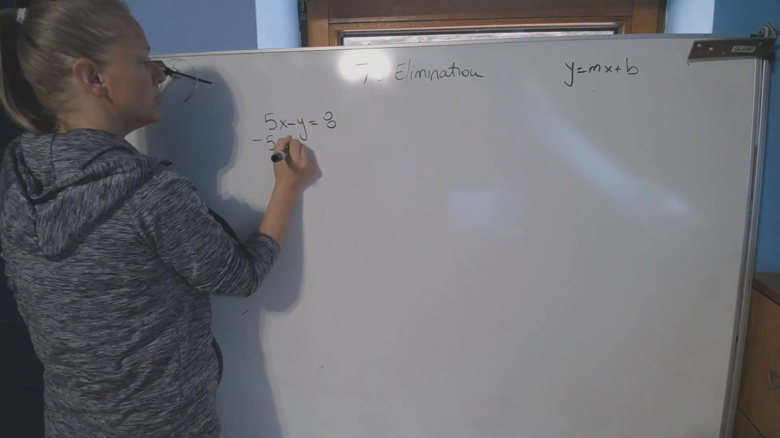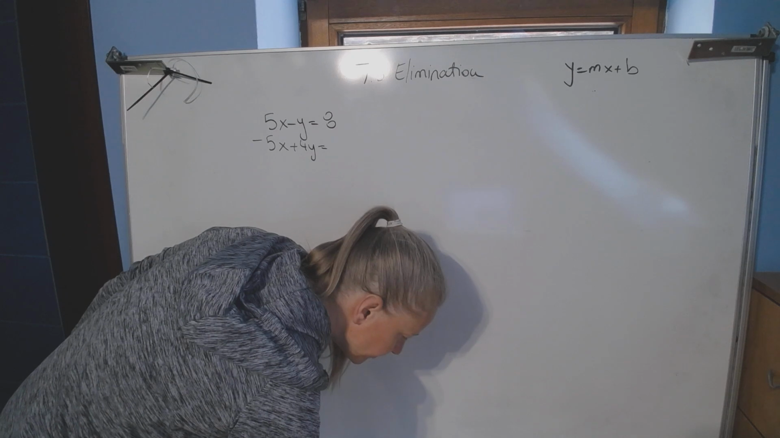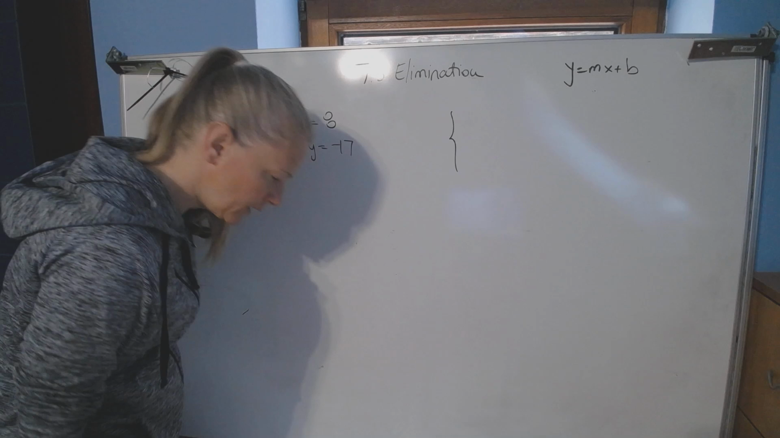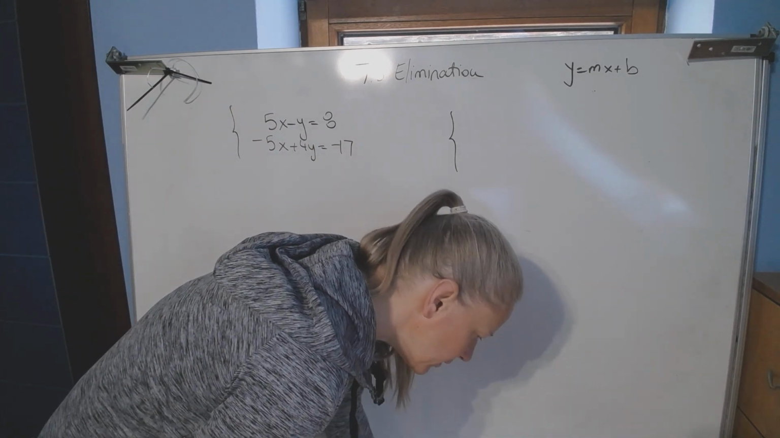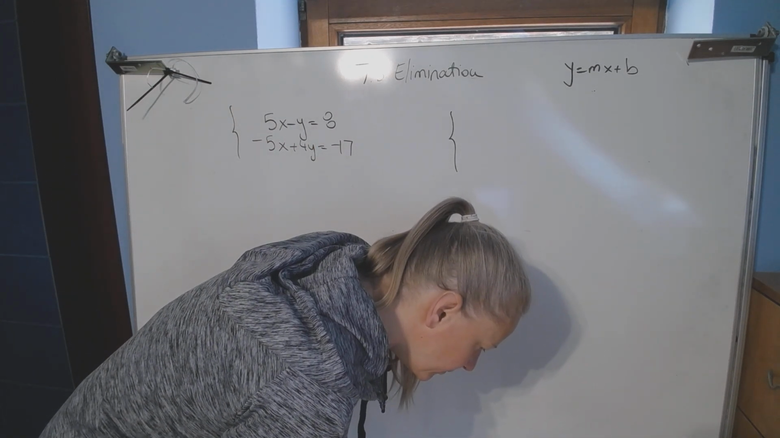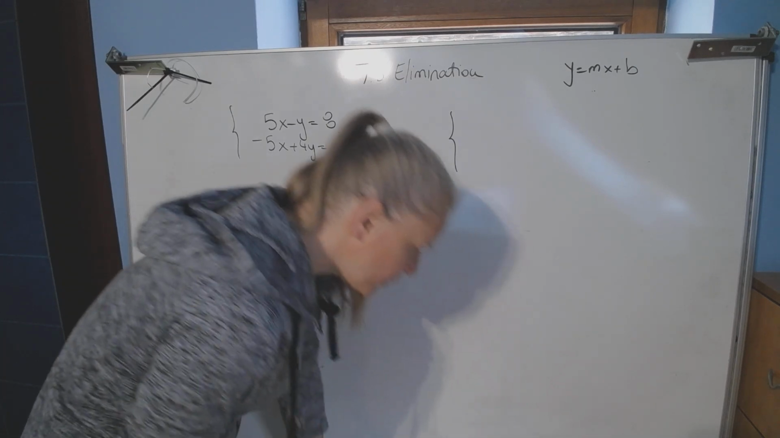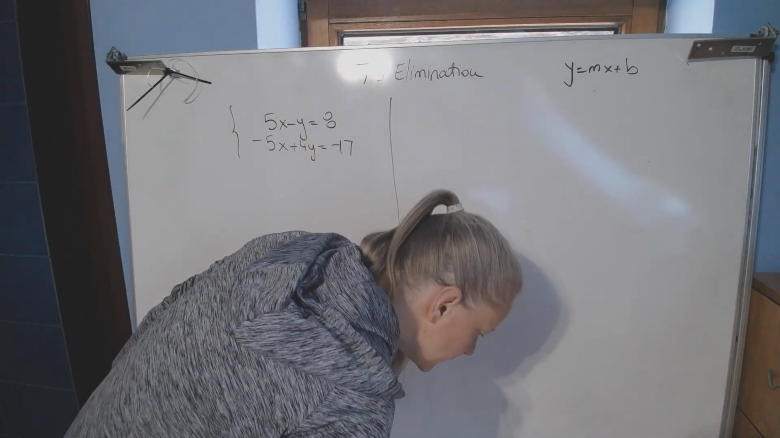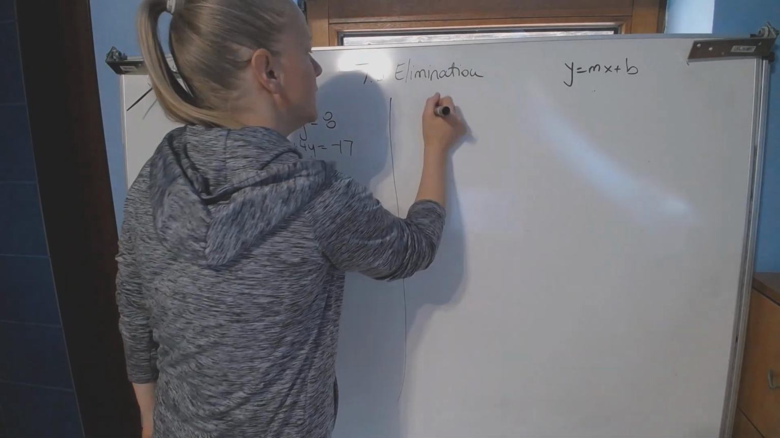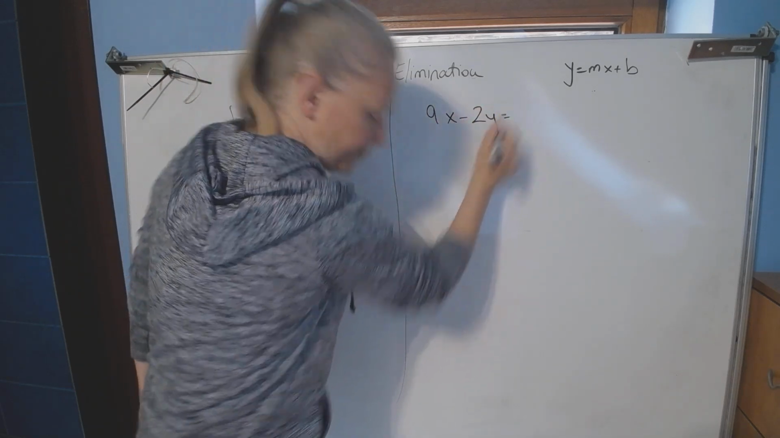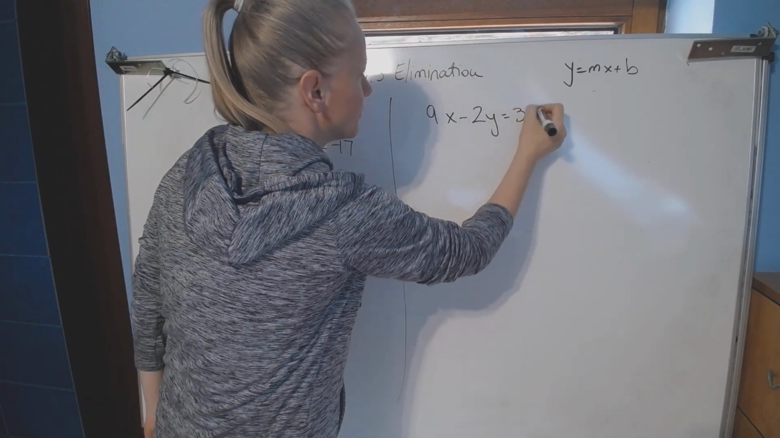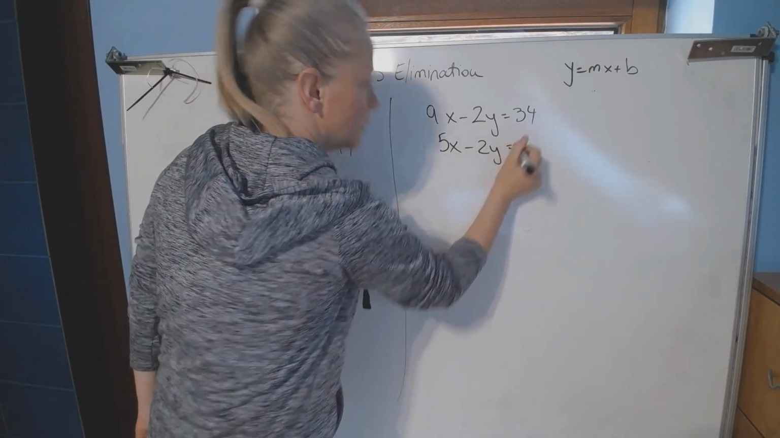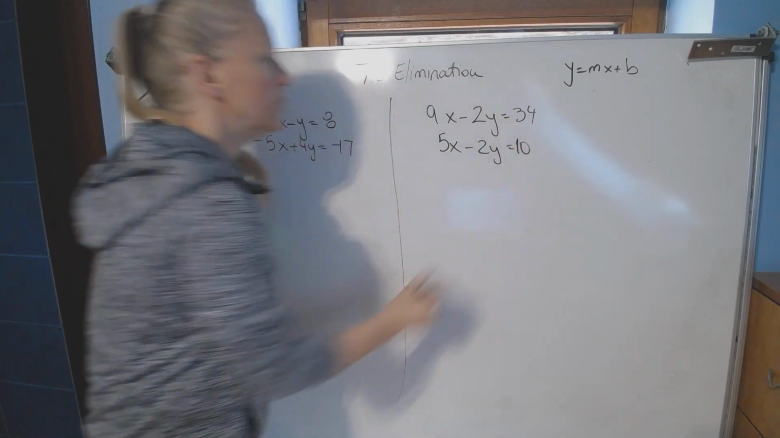Negative 5x plus 4y equals negative 17. And for the sake of it, I'm going to use another one just because we can. I'm going to work 15 on 477 because I need you to see the two differences. 15 says 9x minus 2y equals 34, and 5x minus 2y equals 10. Okay, we have two different cases.